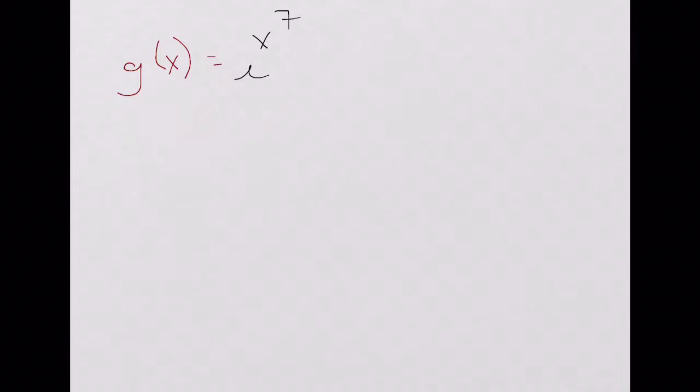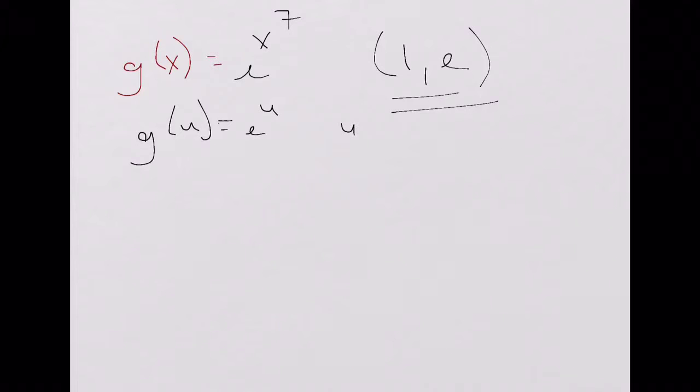So on our number 5, we had this function here, and they wanted us to find the equation of the tangent line to the function at this given point. And so first we have to find the derivative. So I would probably put it in terms of u first and say this is just e to the u, where u is x to the 7th.